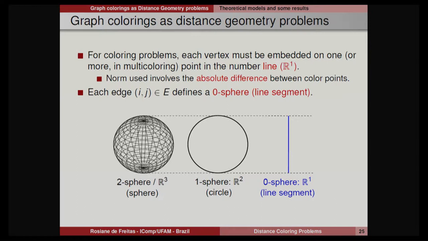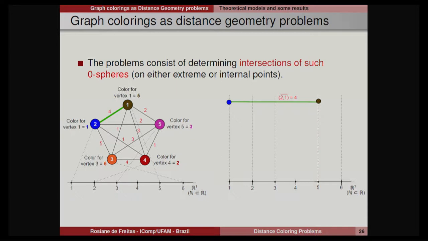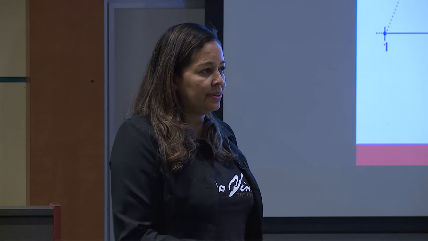Then, for us, we have a set of line segments. We can get zero sphere intersections. So, in this case, we have the segment 2, 1, 2, 1, with 1 and 5. With distance 4, and the next one, 2, 3, the color 1 and 6, point 1 and 6, and the distance, and so on. In this case, the intersection is only at the extremes of the line segment, but if you have a multimedia network, another work, we can have the intersection at internal points of the line segments. Okay?